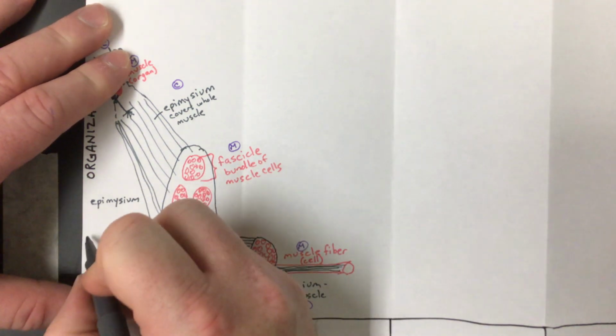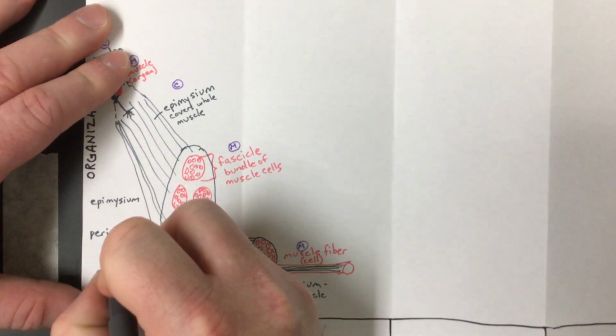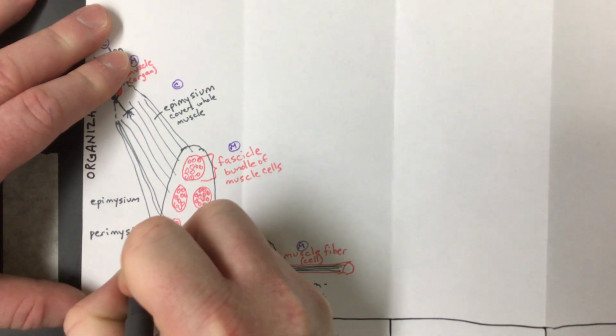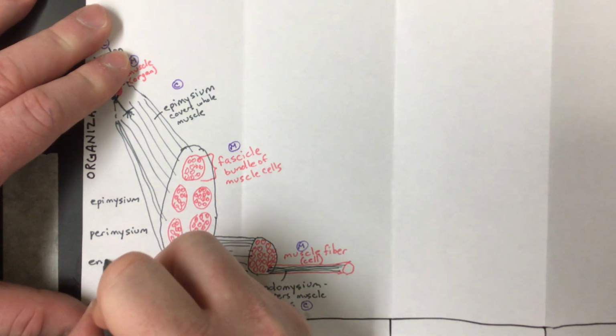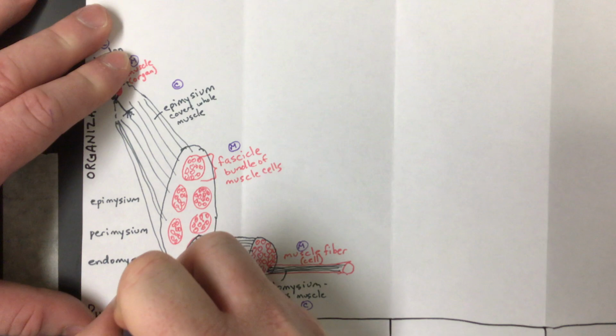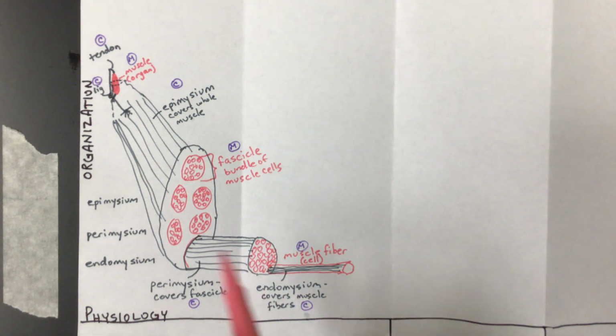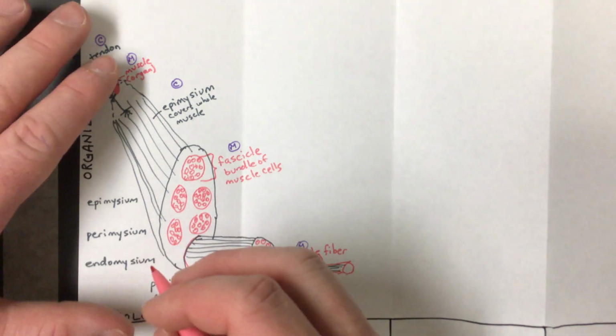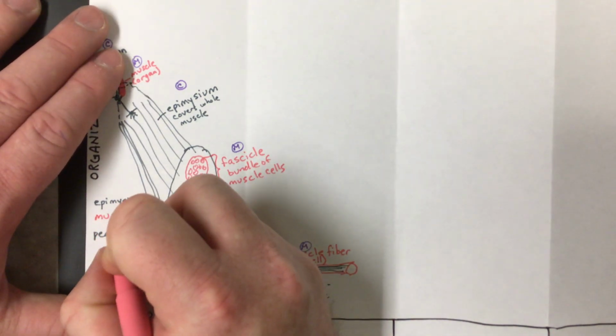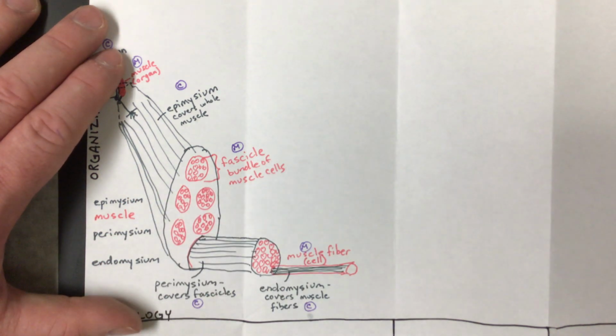And then moving inside, we have perimysium. And moving inside of that, we have endomysium. Those are the connective tissue coverings, all continuous with each other, and then join up with the tendon at the end. The epimysium covers the whole muscle organ.